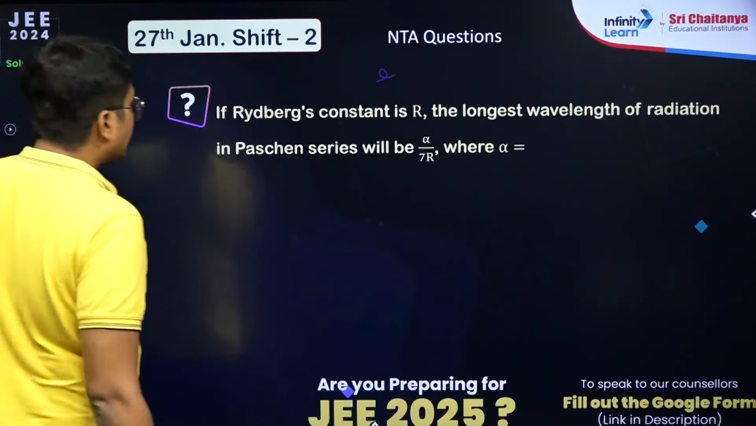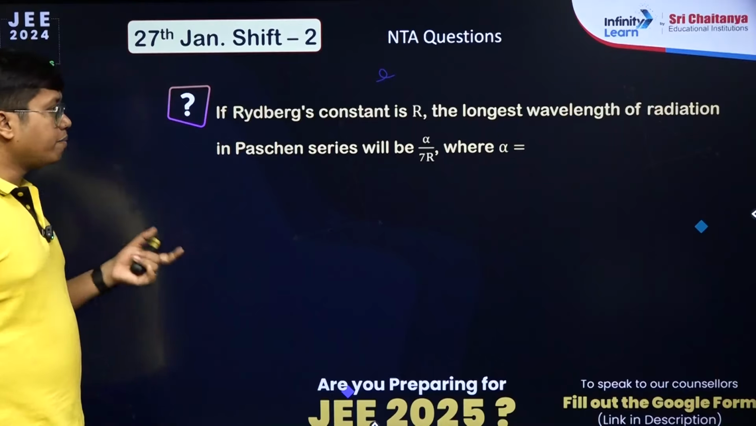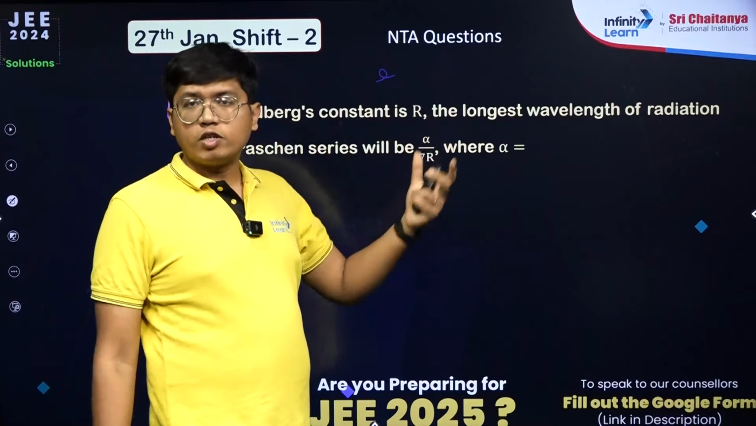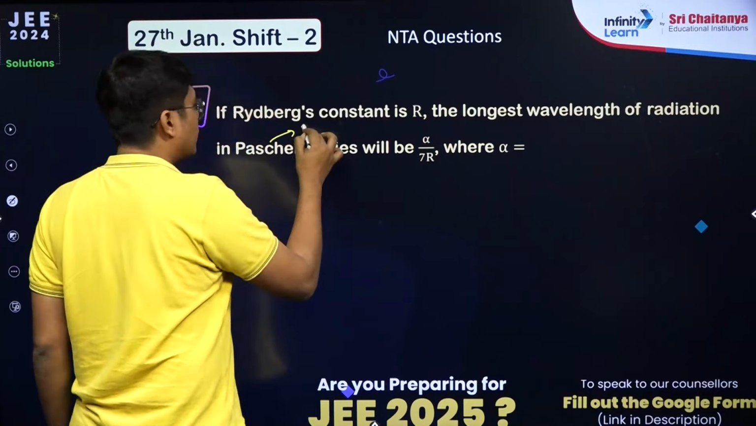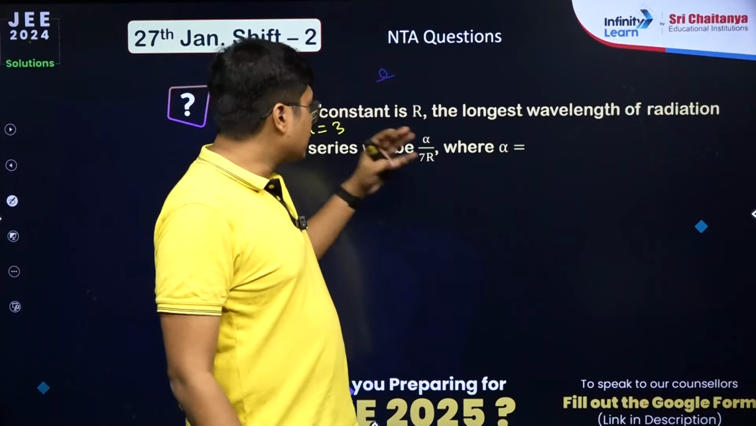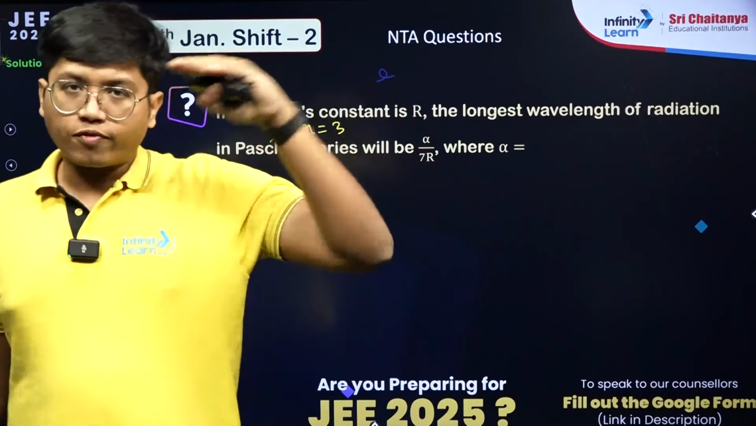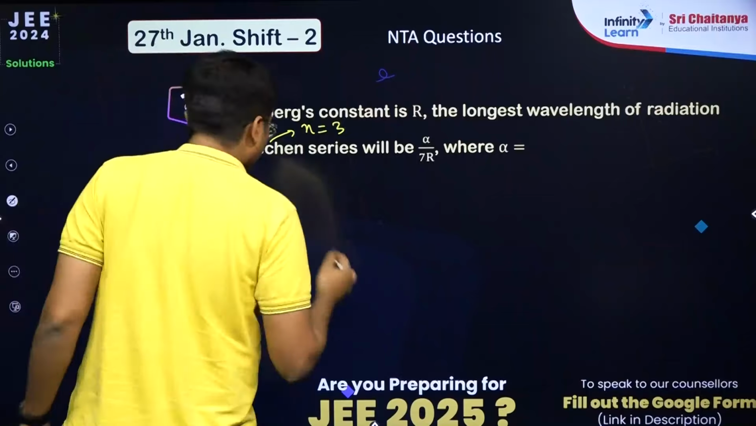Next question says if Rydberg's constant is R, the longest wavelength of radiation in the Paschen series will be alpha by 7R, where alpha is equal to how much? So Paschen series means it goes from n equal to 3 to the higher orbits. Now for the maximum wavelength, we want the longest wavelength, so it has to make the nearest jump. So from 3 to 4, that's the nearest jump it will make for the longest wavelength.